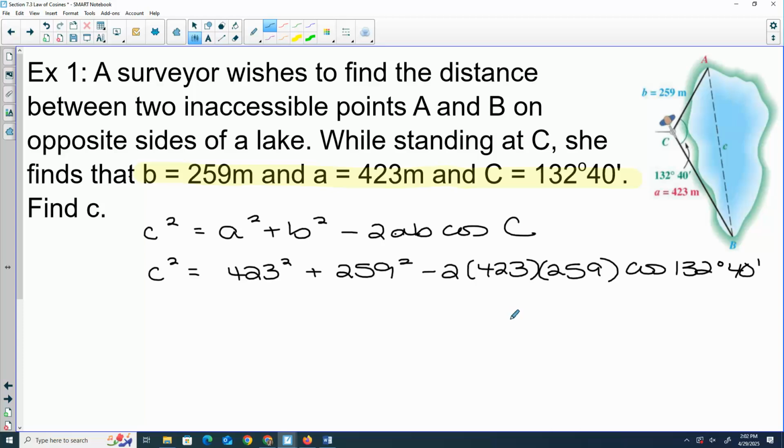Now, if you're trying to find c, how would you get rid of the square? Square root. That would give you a plus or minus, but can c be a negative? We're looking for a distance, so it would have to be positive. So I'm just going to type all of this in. I'm just going to do the square root of this whole thing. 423 squared plus 259 squared minus 2 times 423 times 259 cosine 132 plus 40 over 60.